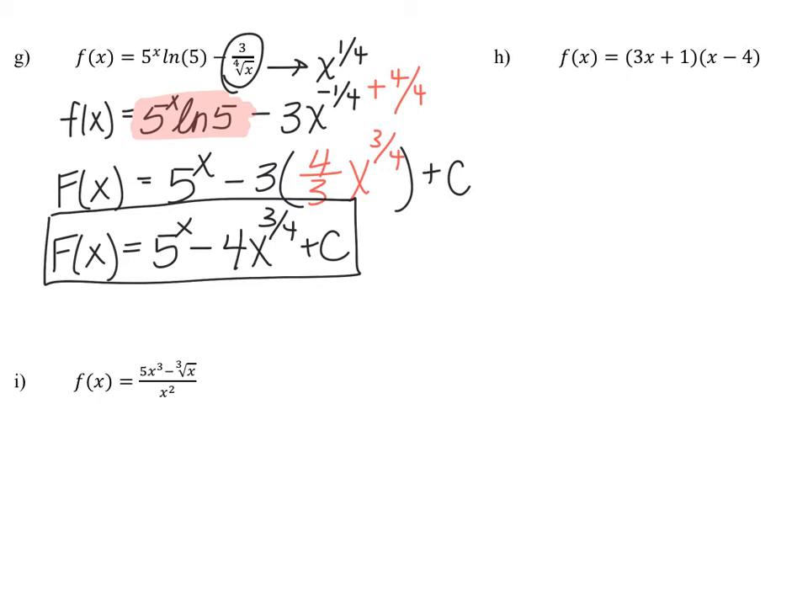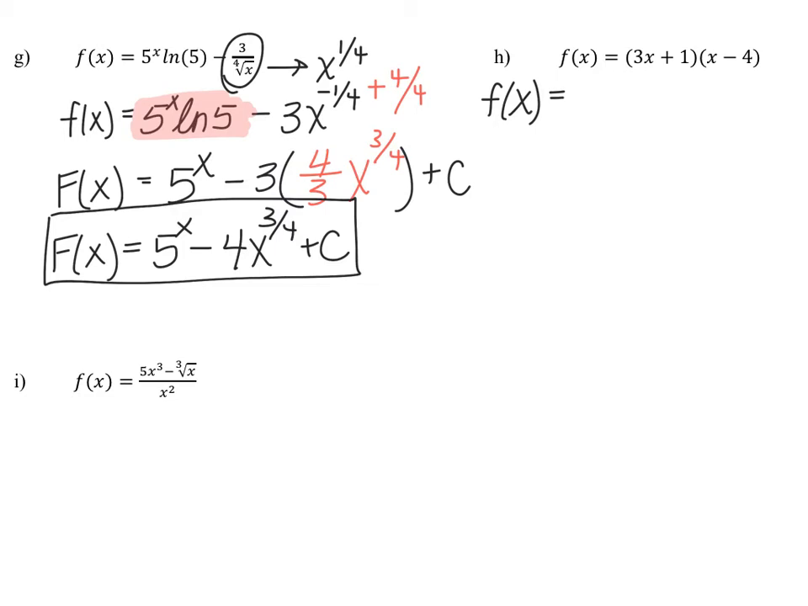Now look at example H. The function is 3x plus 1 times x minus 4. So there isn't any product rule for antiderivatives. So this is a function where we actually need to do a little bit of algebra first. So I would recommend that we distribute, go ahead and multiply this expression out, then we'll have individual terms that are being added and subtracted, and we can compute the antiderivative of those individual terms.